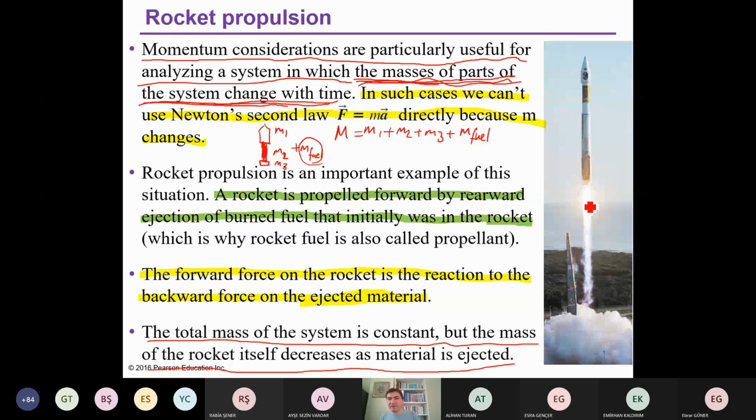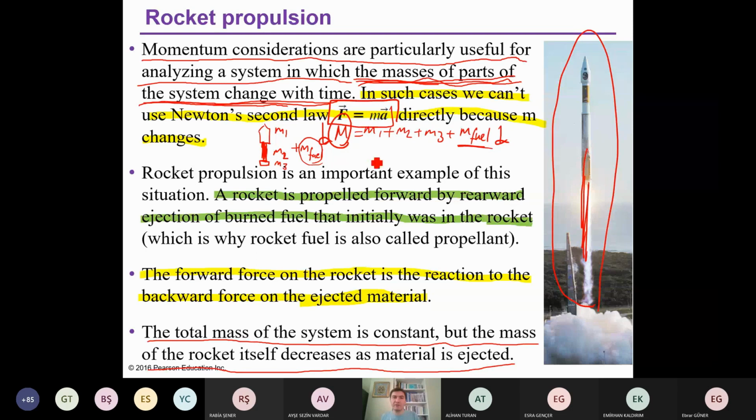Whenever you fire this rocket, what happens? This m fuel decreases, okay, because fuel goes out. So the total mass of the rocket decreases. Then you cannot use this expression, okay? In this case, it is better to use momentum considerations instead of using this law.